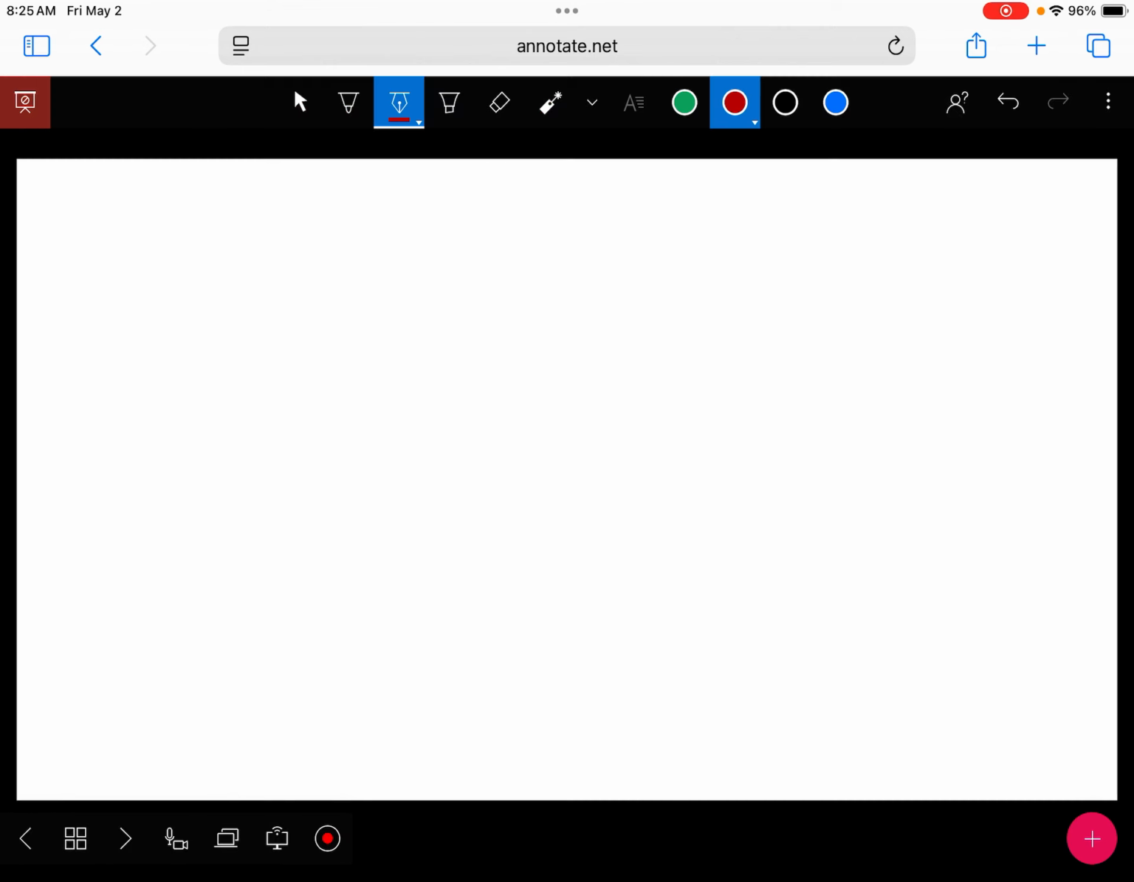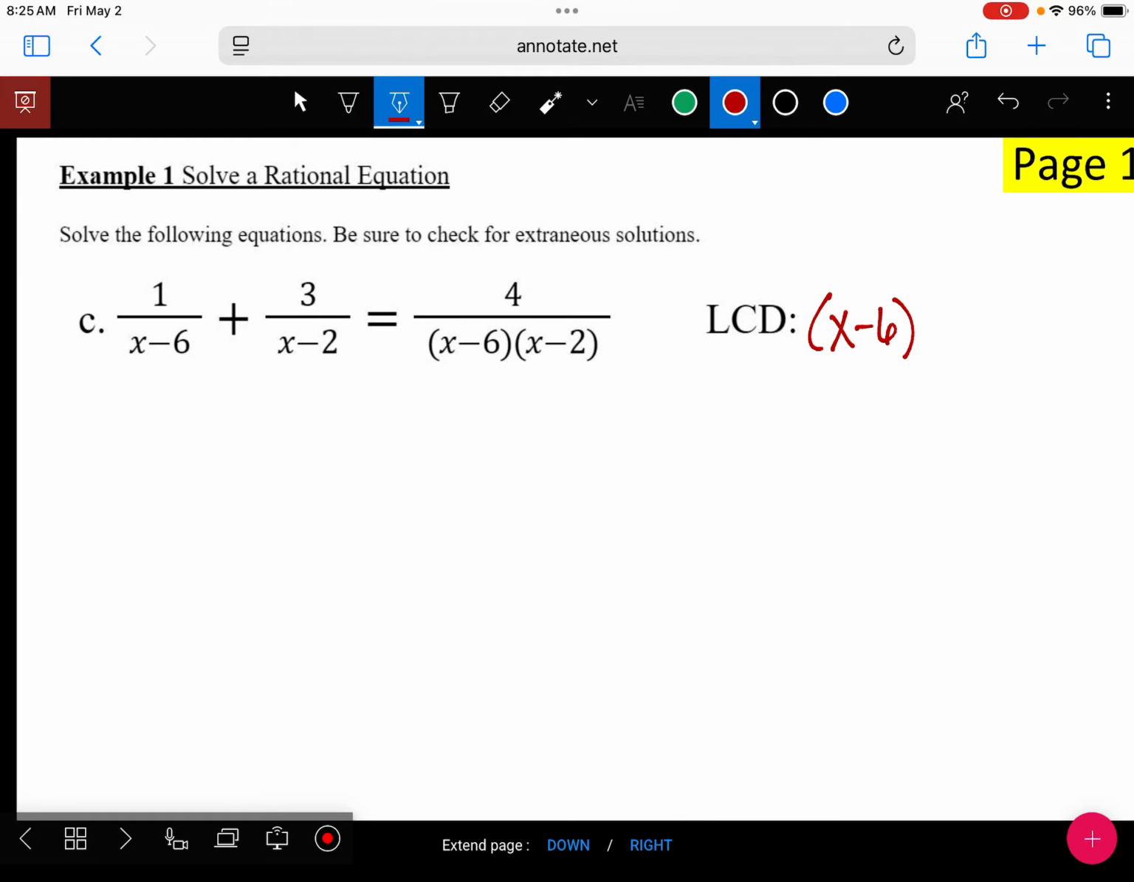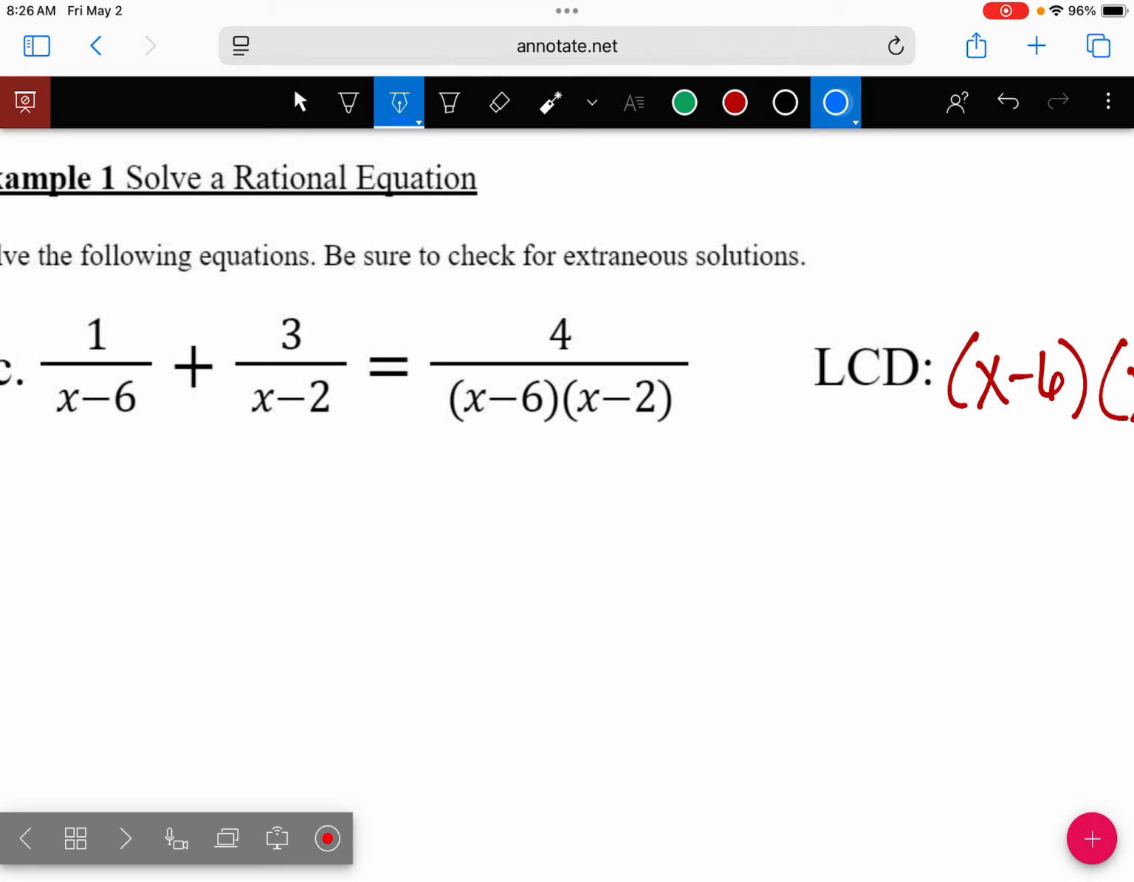Okay. So now we have 3 fractions. We have x minus 6 and we have x minus 2. That's my LCD. So I'm going to multiply everything by x minus 6 and x minus 2. And I'm going to see what cancels out. On every fraction, at least one thing is going to cancel.